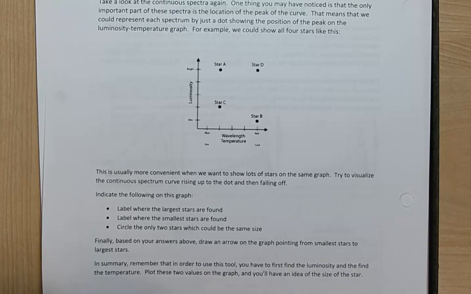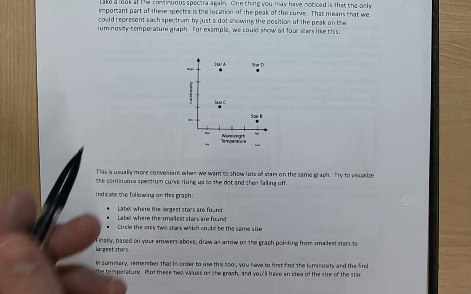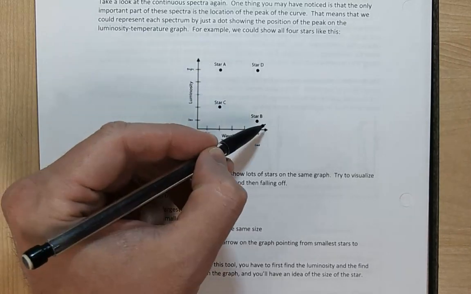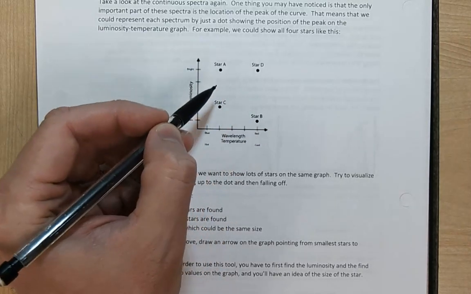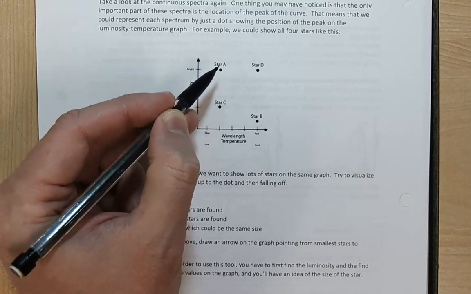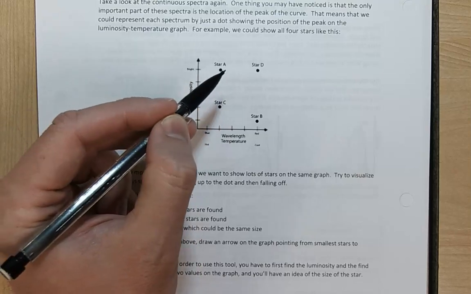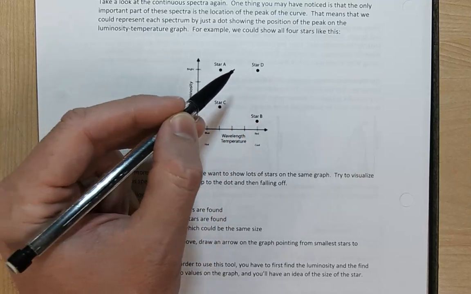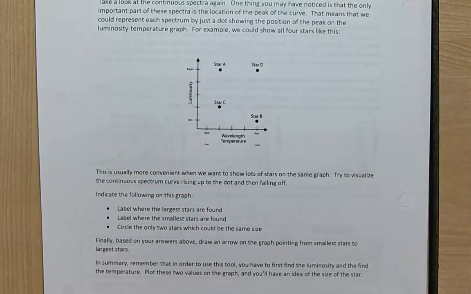These stars are the same A, B, C, D as we saw before. A and B are different luminosities, different temperatures. A and C are the same temperature, but different luminosities. A and D are about the same luminosity, but different temperatures. So these are the same A, B, C, D as on the previous page.